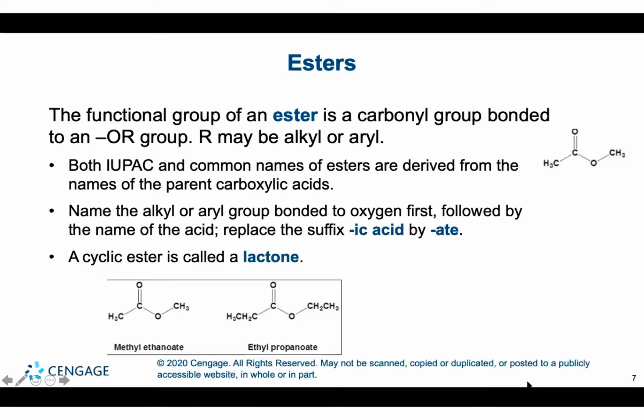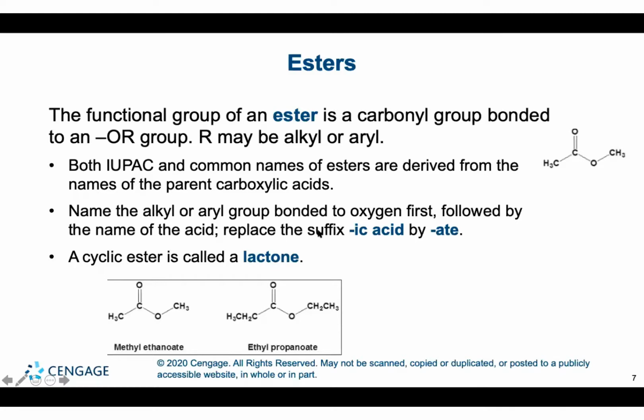Let's talk about naming esters. Esters have a carbonyl group directly attached to oxygen and another carbon. This is ester, COO methyl. The functional group of an ester is a carbonyl group bonded to an OR group. R means any other alkyl or aryl group attached to it. Here we have a methyl group attached to oxygen directly.